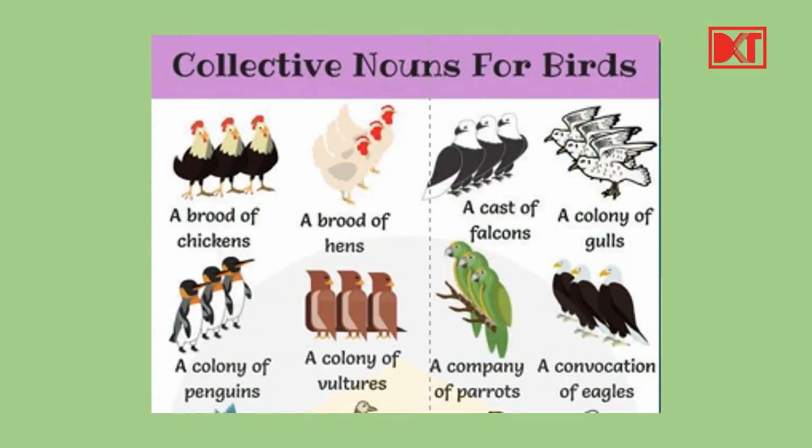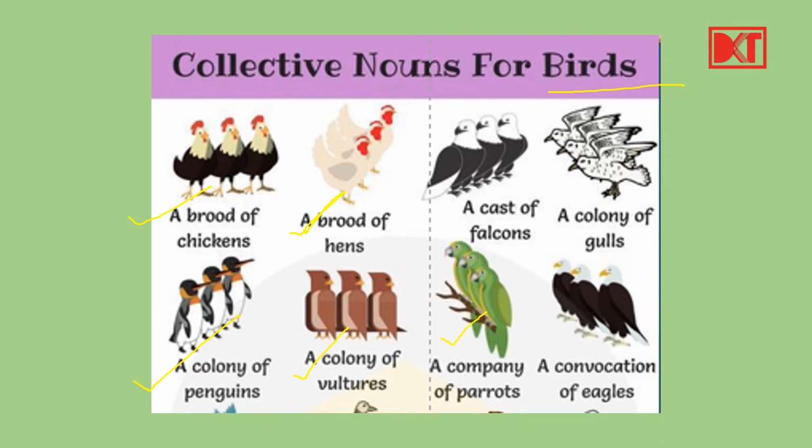Here we have for birds. Alright, we will do only a few important ones. For example, you see a brood of chickens, and for the hen also we say the same, a brood of hens. And for penguins we call it a colony, and for vultures again we call it a colony. For parrots we call it a company.